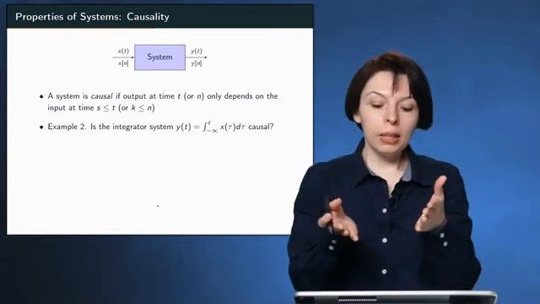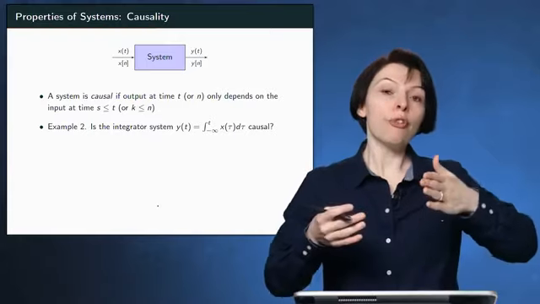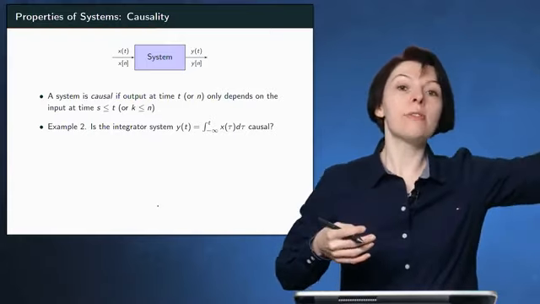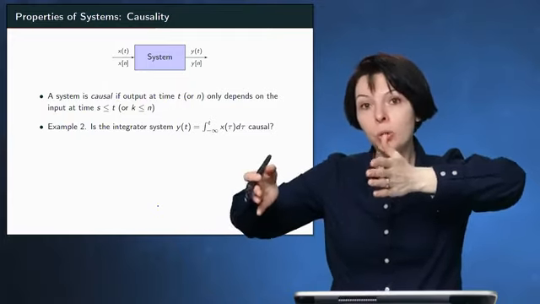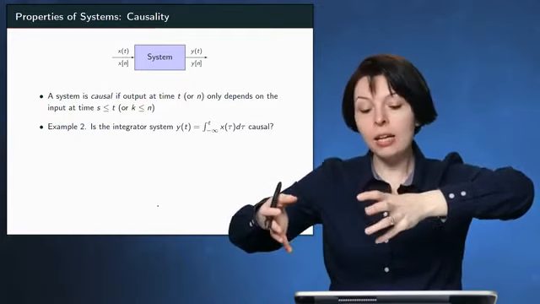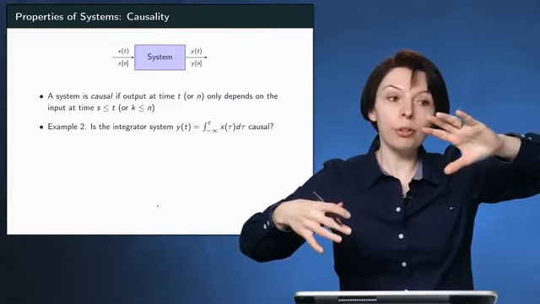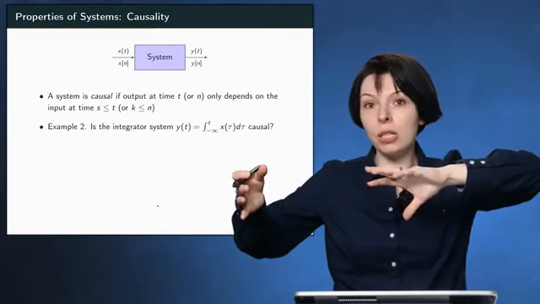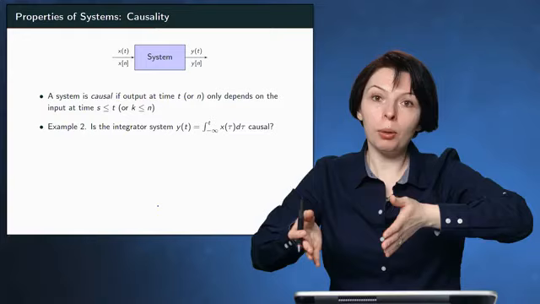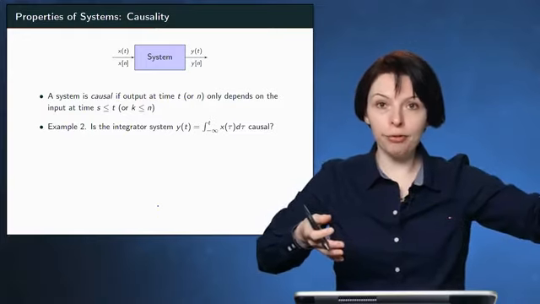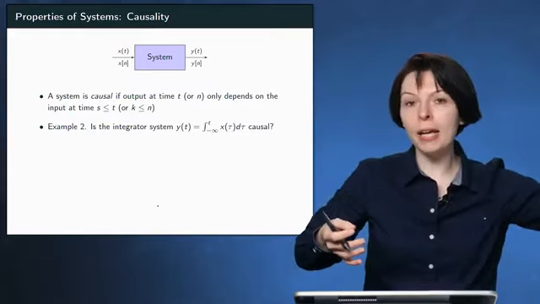Let's look at this integrator system, and I want to know if it is causal or not. All right, so to build y of t, I need to integrate x of tau for tau values from -infinity up to tau equals t. So I only need to know all of the past values of x of t, for time points from -infinity up to the time point that I'm looking for to calculate y of t.